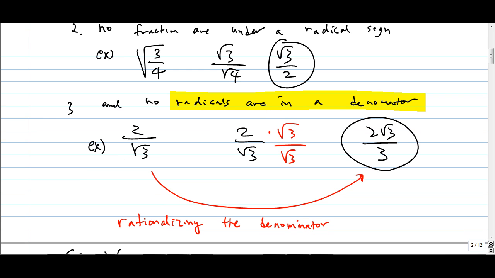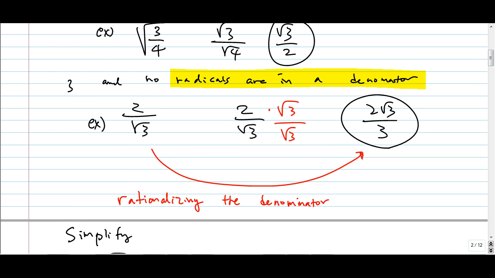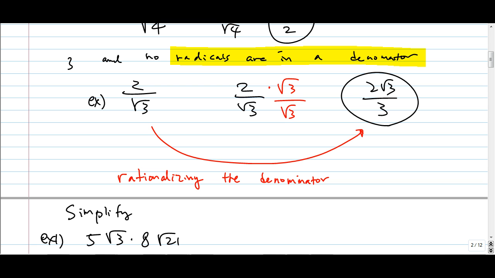You may need to know what that is, because on the test or homework, it could say rationalize the denominator. If you don't know what that means, you're not going to get it right. So you have to know what this is called. It's easy, right? You're making an irrational denominator into a rational number. That's what we're doing. Any question? Okay, so we're ready to do some examples. Now, what if I give you example 1: simplify 5 rad 3 times 8 rad 21? If I gave you something like this, what would you do?